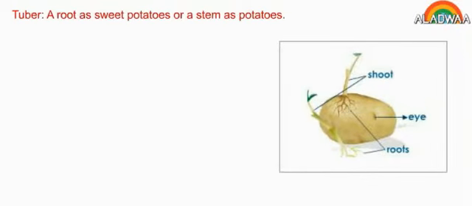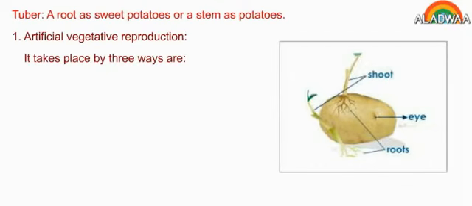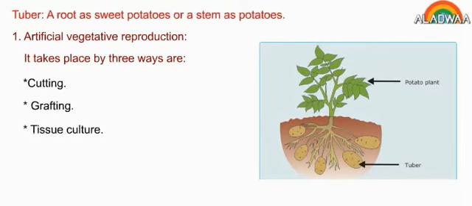Tubers, a root as sweet potatoes or a stem as potatoes. Artificial vegetative reproduction. It takes place by 3 ways: cutting, grafting, tissue culture.